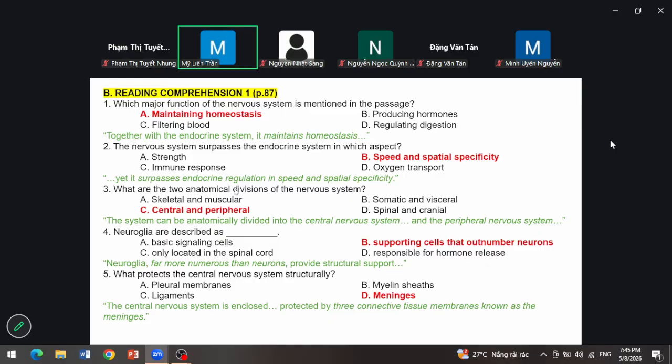Three, the two main divisions of the nervous system are the central nervous system and the peripheral nervous system. Four, neuroglia are described as supporting cells that outnumber neurons. More numerous than neurons, về số lượng vẫn nhiều hơn neuron. Five, meninges protect the central nervous system structurally.